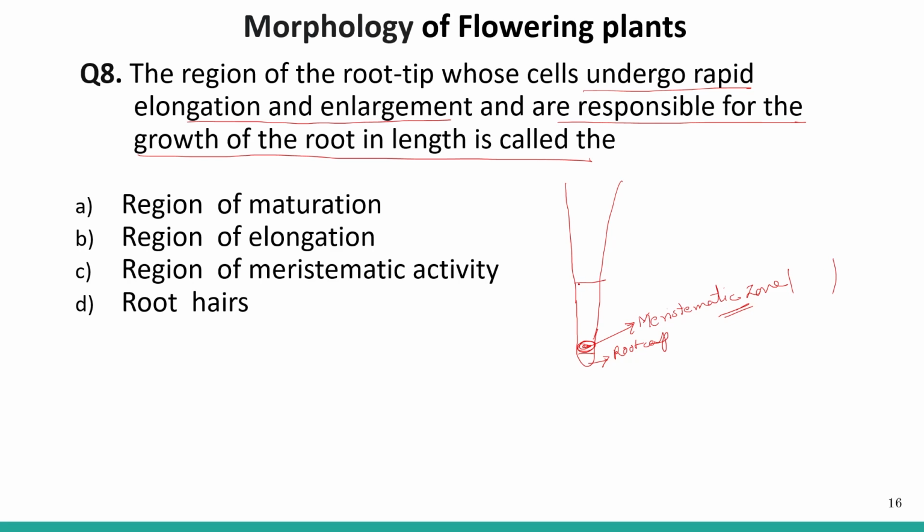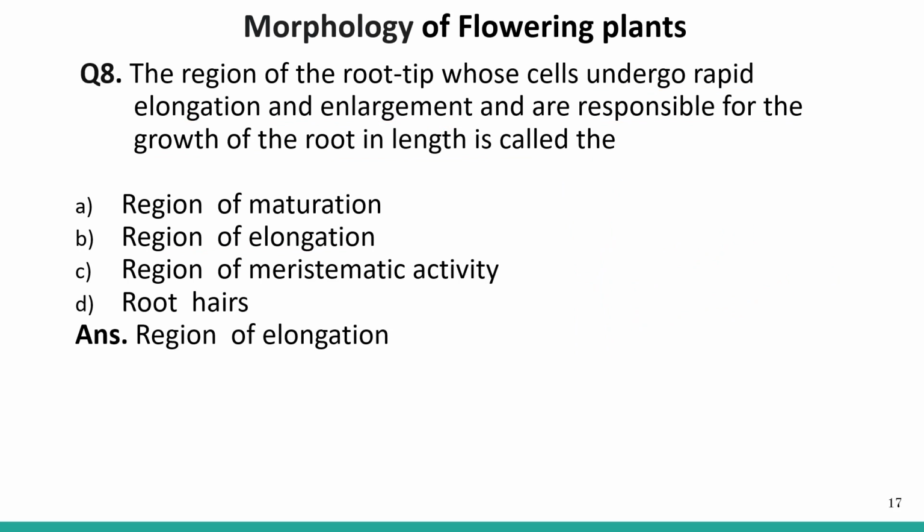And this particular region is called the zone of elongation. In this part, the cells which have been divided in the meristematic zone elongate and enlarge, and mature. So that is the region of elongation. Later, when the cells become mature, they give rise to root hairs. So the correct answer for this question is the region of elongation.